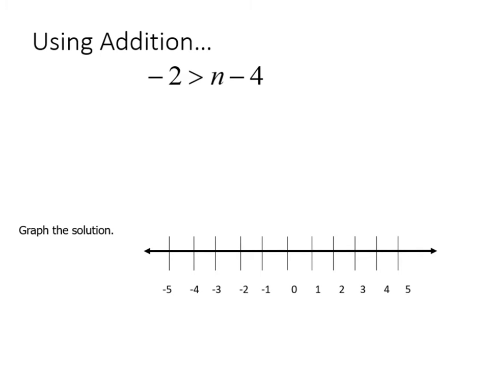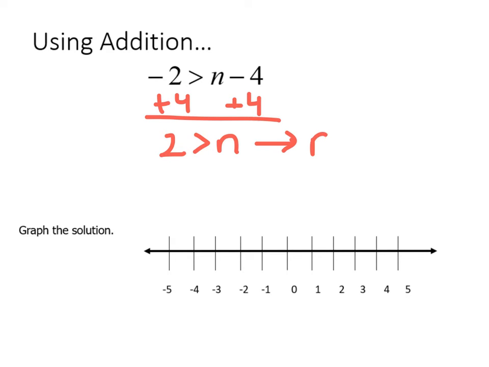In our next example, we're going to solve the inequality and then graph the solution. So if we wanted to get n by itself, we'd have to undo that subtracting 4. So we're going to add 4 to both sides, and that will give us 2 is greater than n. However, we always want to make it so our variable is written on the left-hand side. So if I were to rewrite this, n is going to be on the left side, 2 will be on the right side, and I want to keep my inequality symbol open towards the 2.